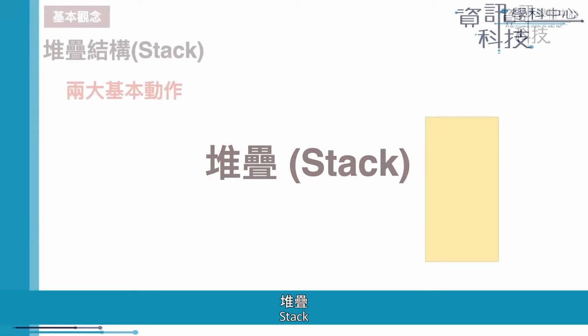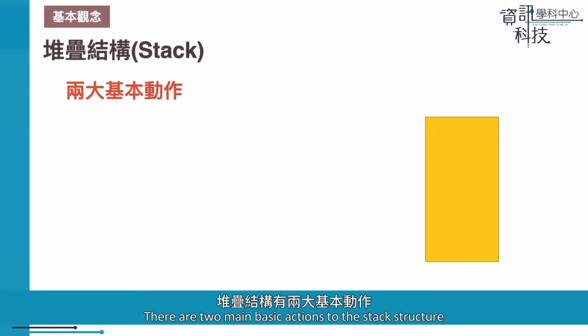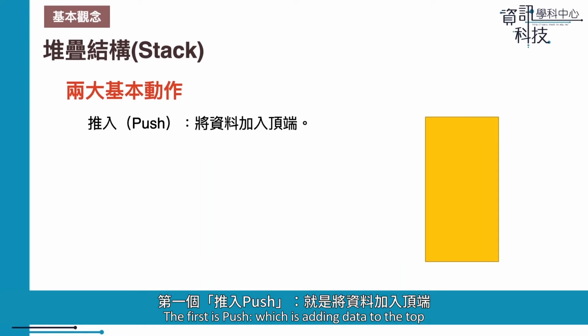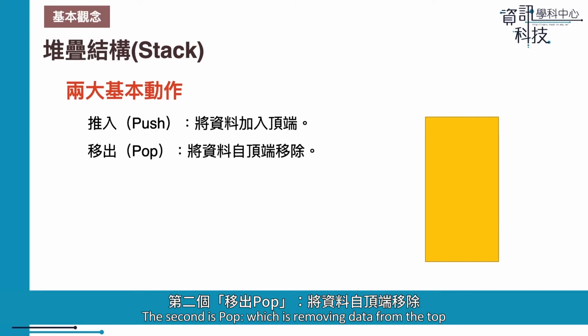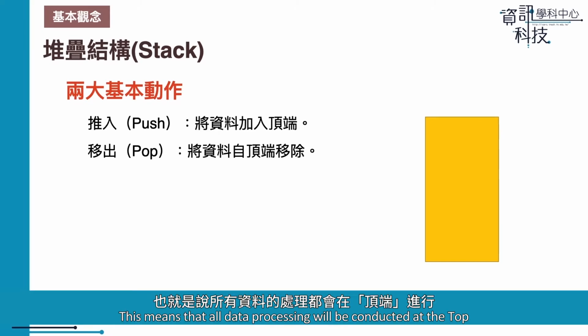Stack. There are two main basic actions in the stack structure. The first is push, which is adding data to the top. The second is pop, which is removing data from the top. This means that all data processing will be conducted at the top.